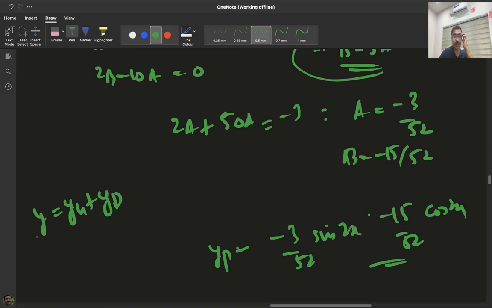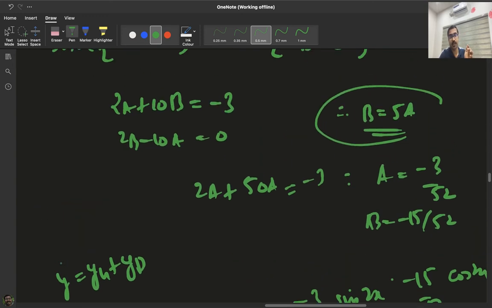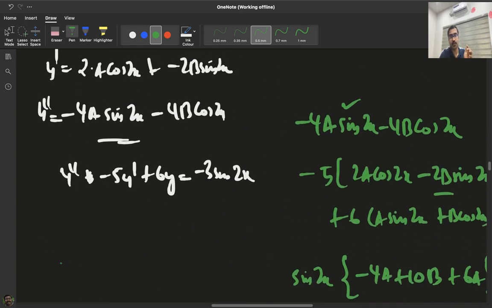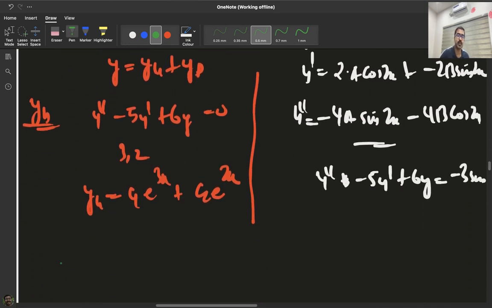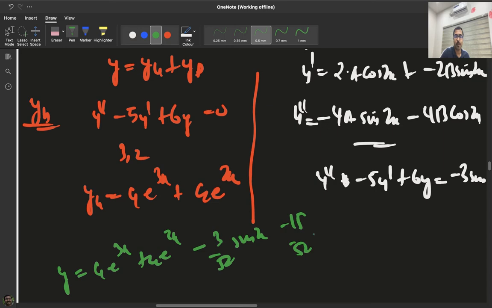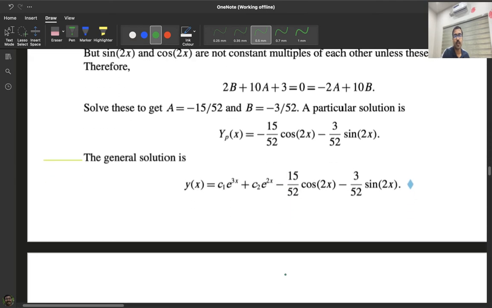So it is c1, I think it was c1. Yes, y will be equal to c1 e raised to 3x plus c2 e raised to 2x minus 3 by 52 sin 2x minus 15 by 52 cos 2x. So that is your solution.